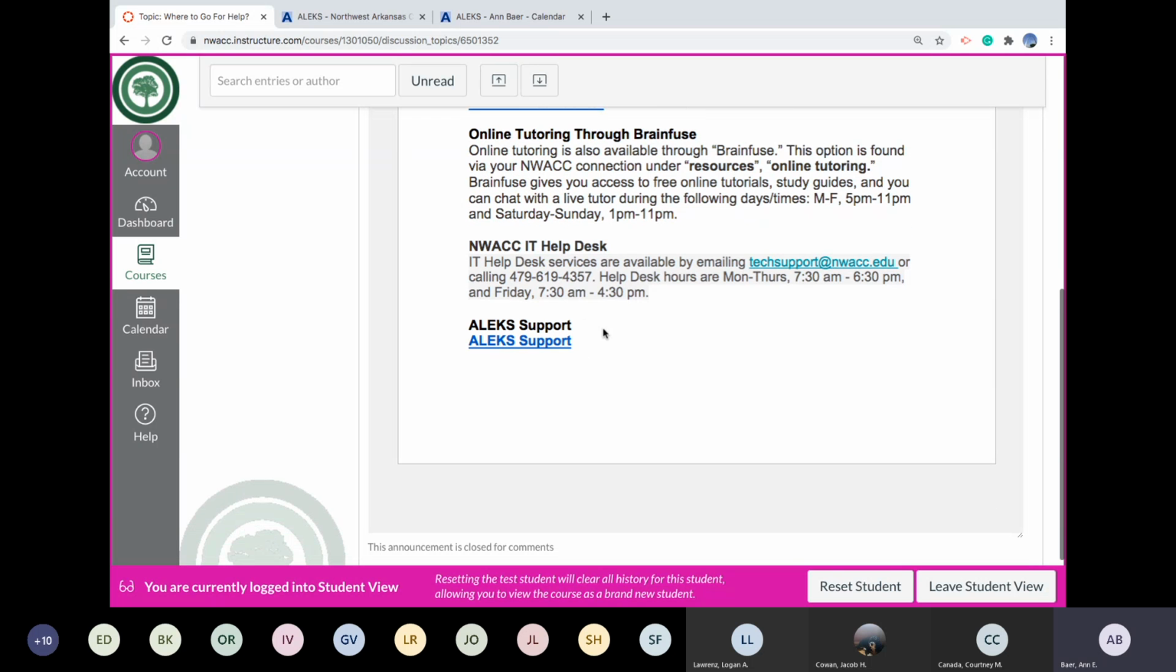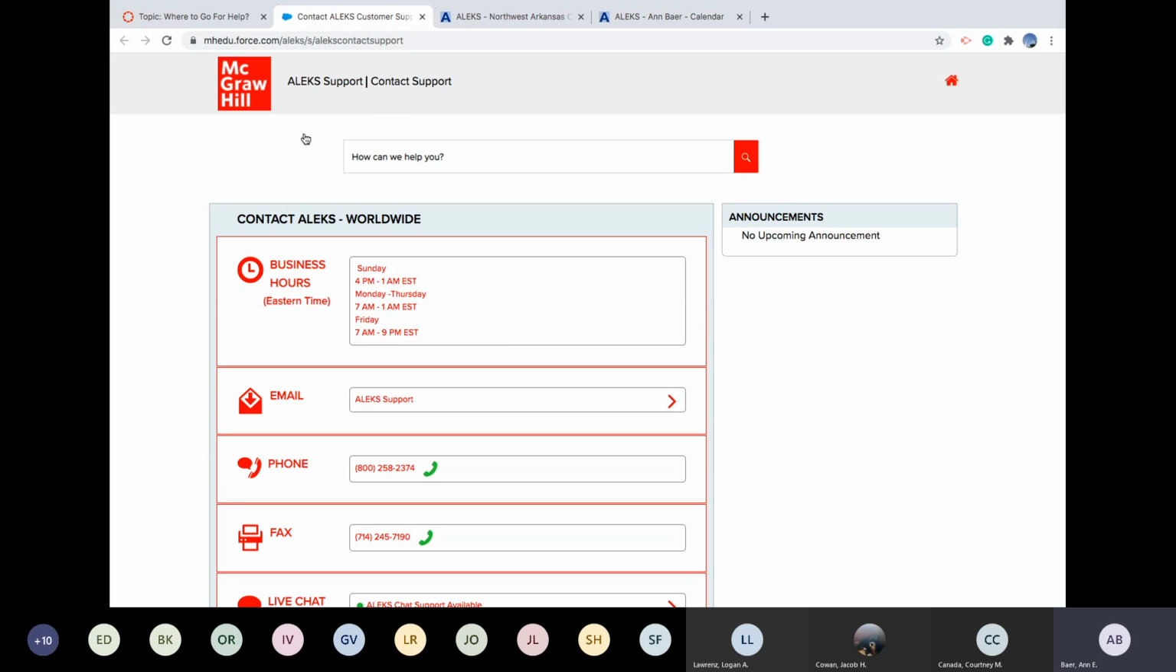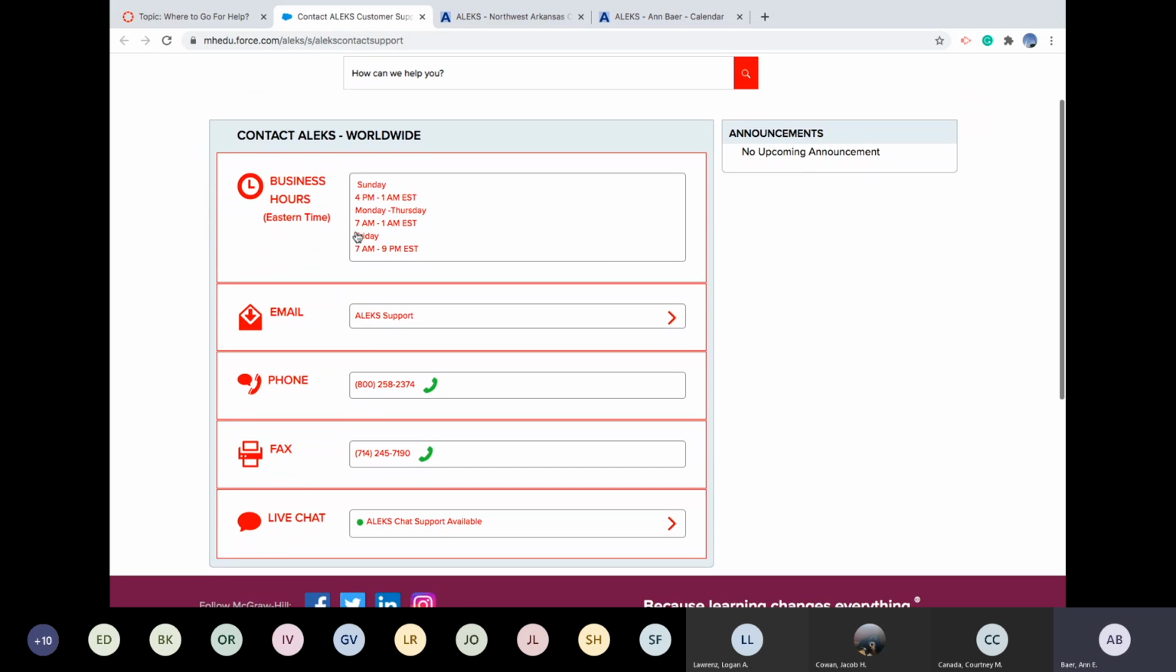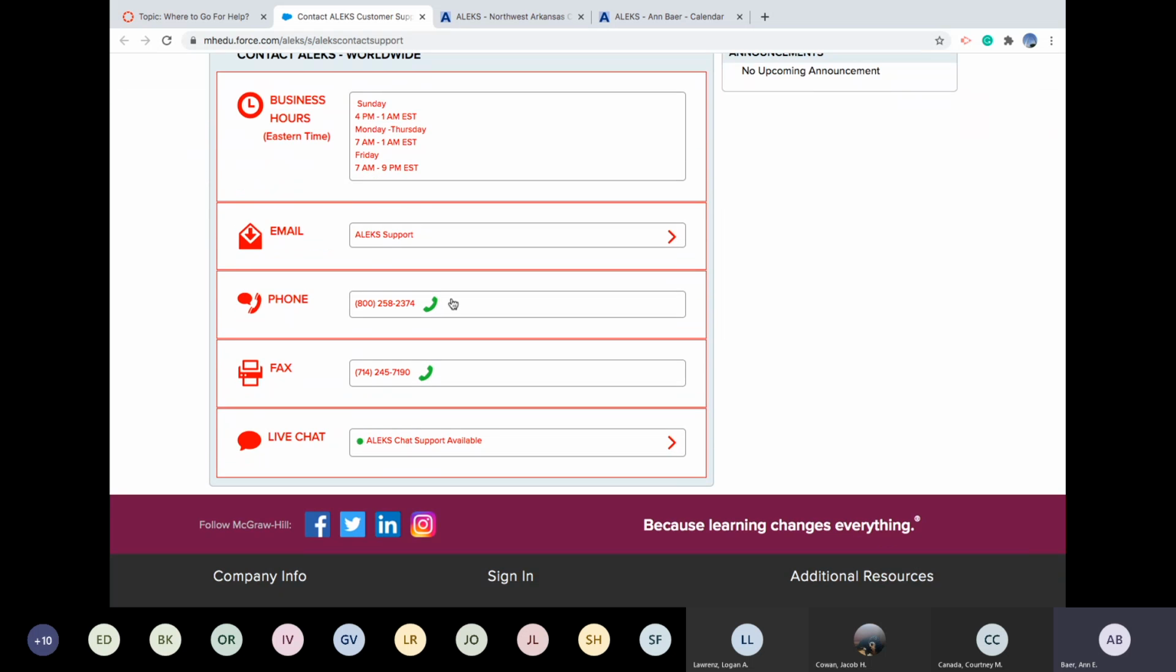ALEKS Support. Now, the main place I've seen this support used is with students on test day. They have forgotten their ALEKS login and or password. If you forget your ALEKS login and password, this is where you want to go. You want to call them. I've had students do this when we were in the classroom. They go out in the hall and call them and get it taken care of. And they are Johnny on the spot. So if that happens to you, please call them. So that's where you would go.